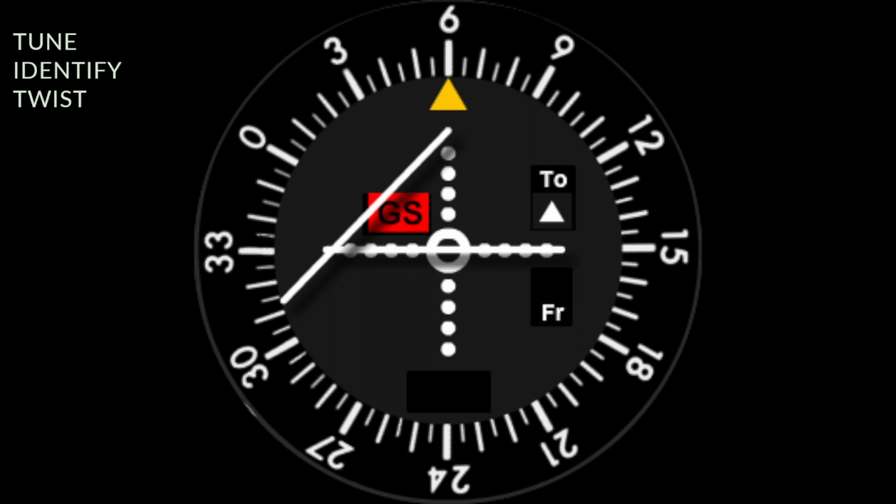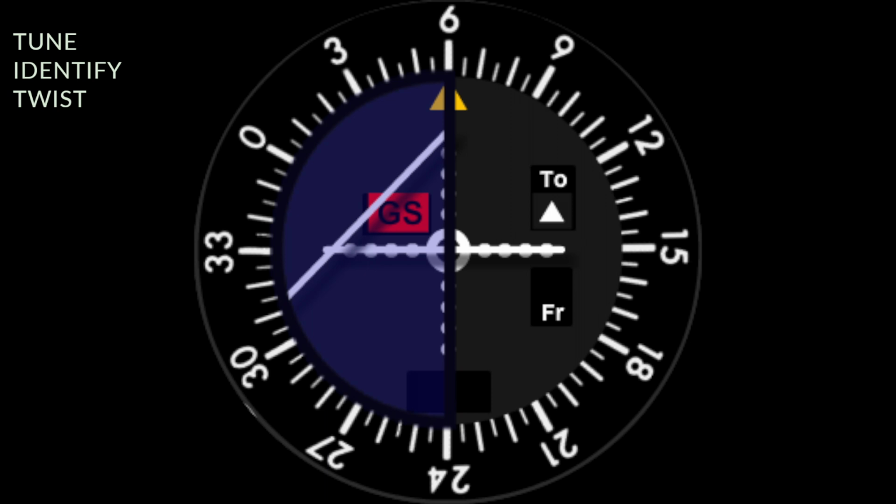Now, take note of where that CDI is. In our case, it's to the left. But that doesn't mean we just have to blindly make a left turn to intercept our track. Get out of that habit of thinking left or right and start thinking of headings to fly. Now, I want you to mentally shade in all the headings on the left side of the indicator, like you see here.